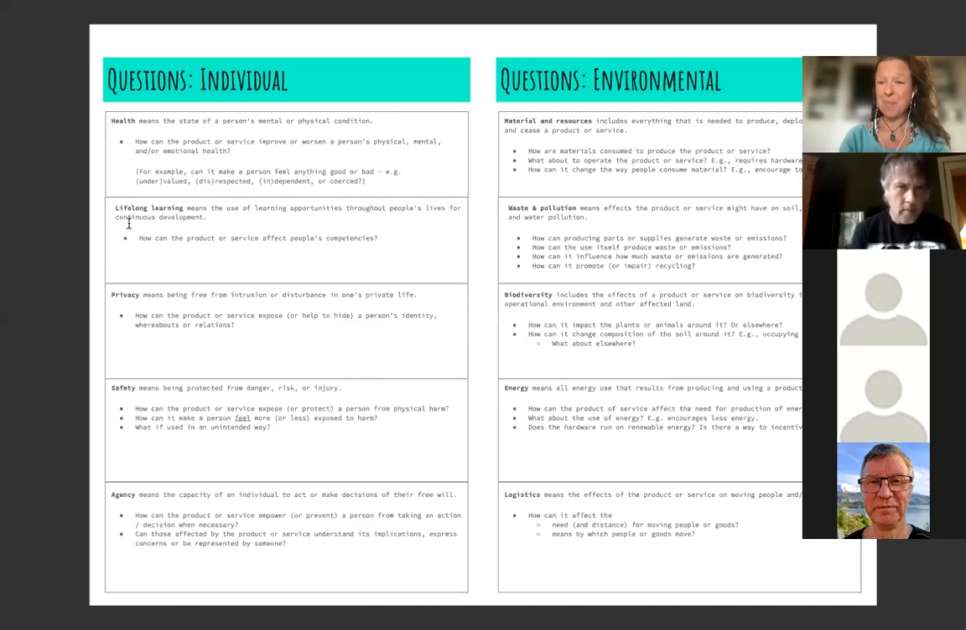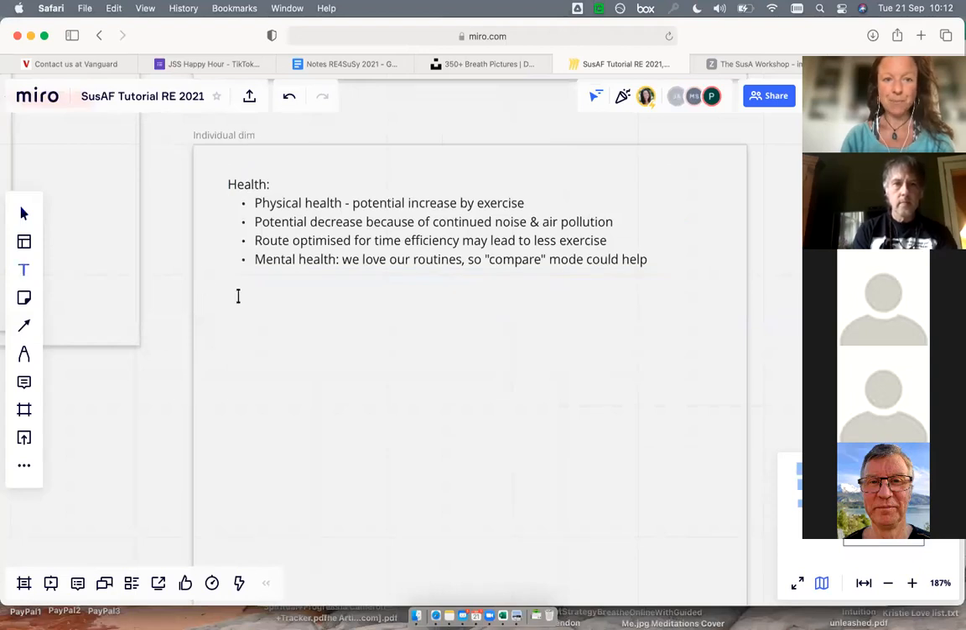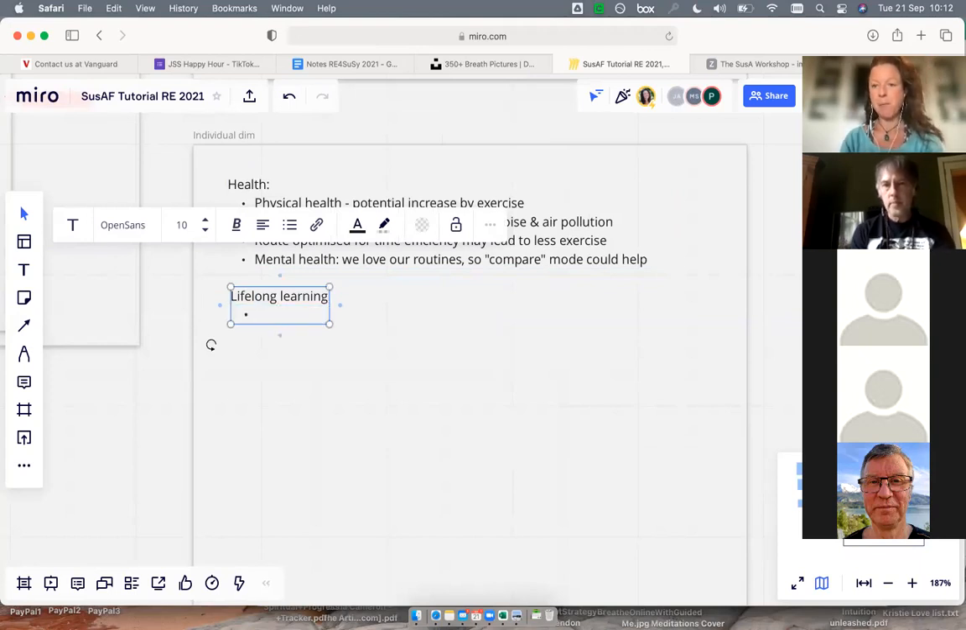Lifelong learning, which kind of plays into what we're just commenting on. So is there a use of learning opportunities? Can the service increase people's competencies in some way, or decrease? I mean, you're learning traveling patterns. You learn it, and you can also learn traveling patterns depending on the weather. For example, on a rainy day, if there are less or more people using it.